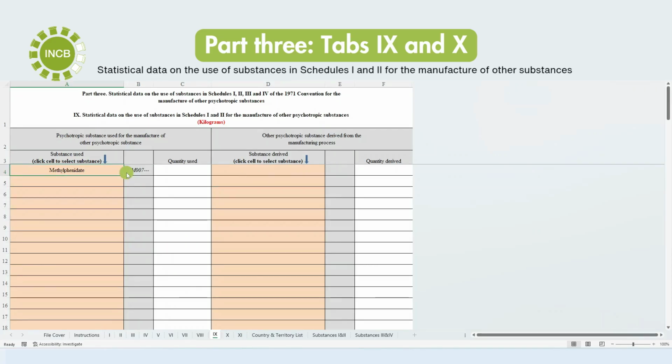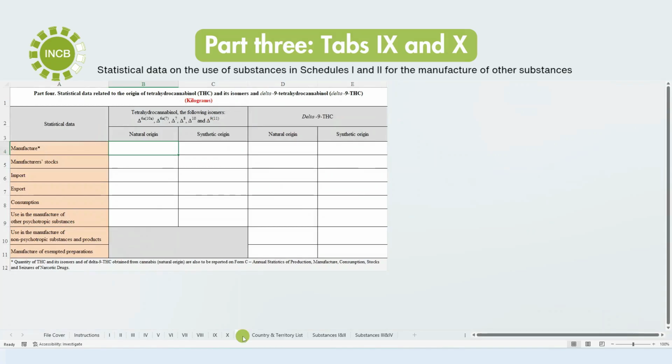In Part 3, you must provide data on the conversion of one psychotropic substance under international control to another psychotropic substance under international control. For each psychotropic substance that is converted, you must indicate the starting substance and the quantity used, as well as the resulting substance and the quantity obtained.